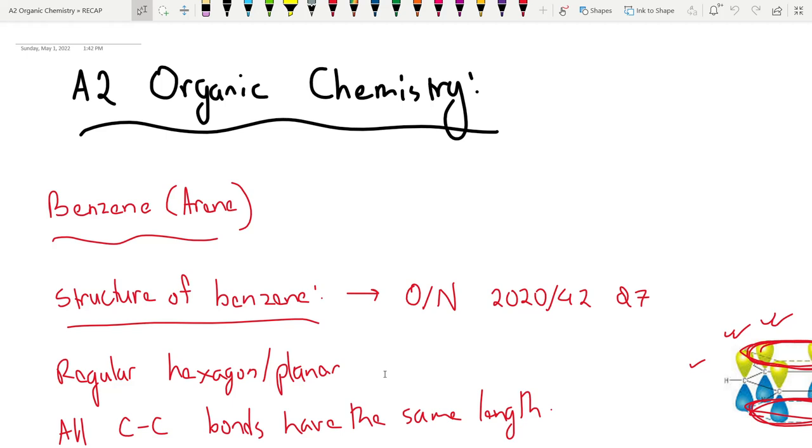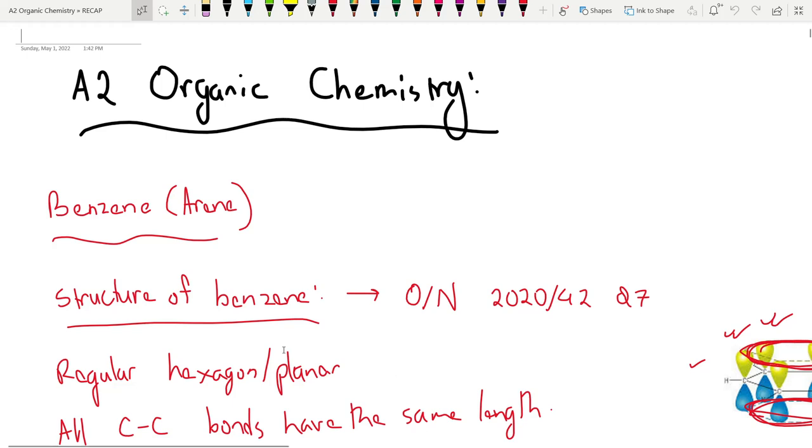Then I'm going to talk about all the other functional groups we have in our A2 syllabus. And at the end, we're just going to talk about the two new mechanisms added to the syllabus. One mechanism has been added, addition-elimination, and there's electrophilic substitution, which is part of A2. All the other four mechanisms are in my other video.